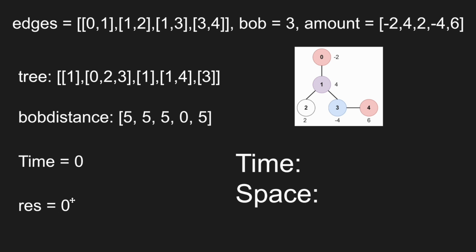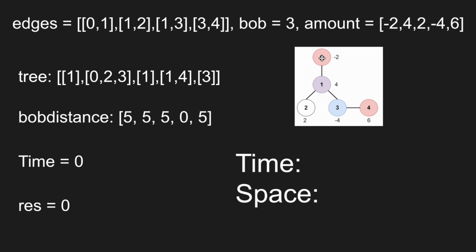So I think it will make more sense as I go over this example, and it will make even more sense when we get to the coding part. So let's go over this example first. So in this example, we will first set up this tree array. So as you can see, node 0 is adjacent to node 1. Node 1 is adjacent to 0, 2, and 3. Node 2 adjacent to node 1. Node 3 adjacent to 1 and 4. And node 4 is adjacent to node 3.